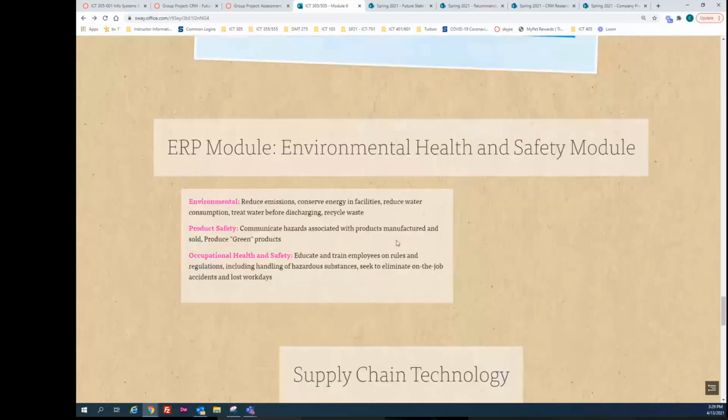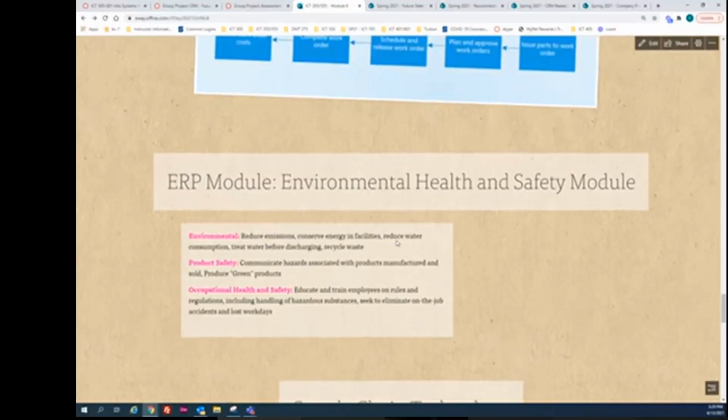We've talked a little bit about the environmental health and safety modules. For occupational health and safety, this would be, has anybody heard of OSHA before? So they're typically the ones that are making sure that employees are educated and trained on all of the regulations. They're looking to reduce or even how you handle hazardous substances. Borax could be considered a hazardous substance. They seek to eliminate on-the-job accidents.